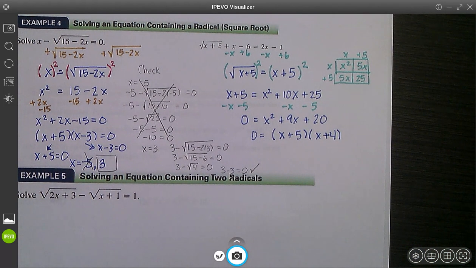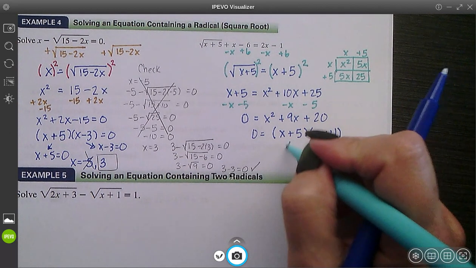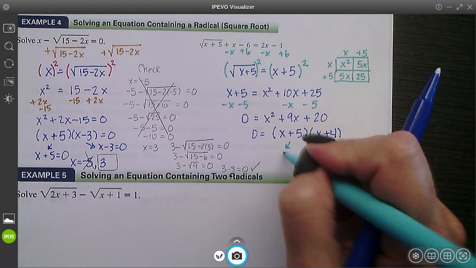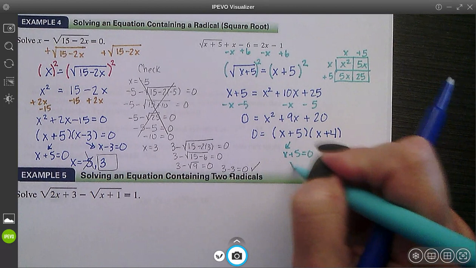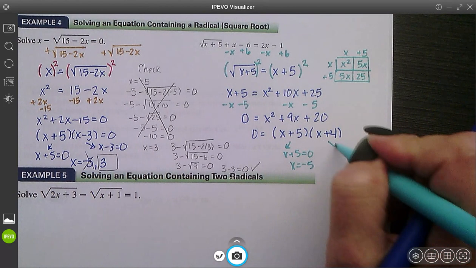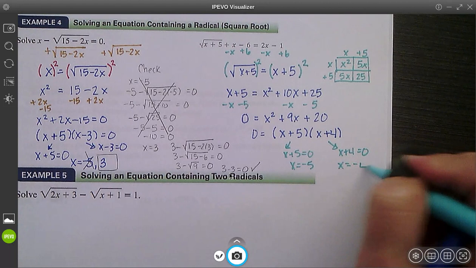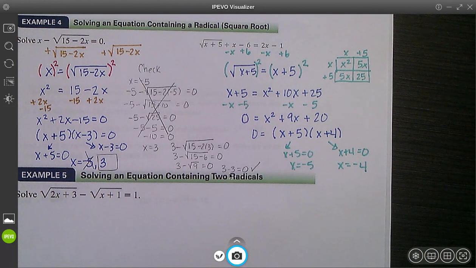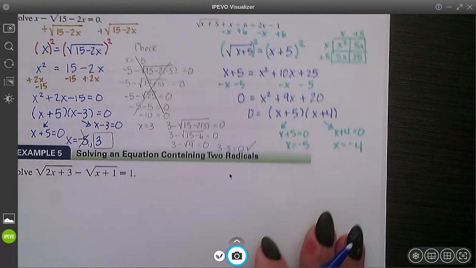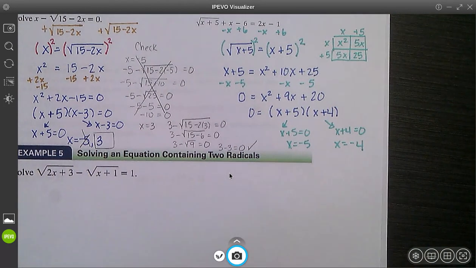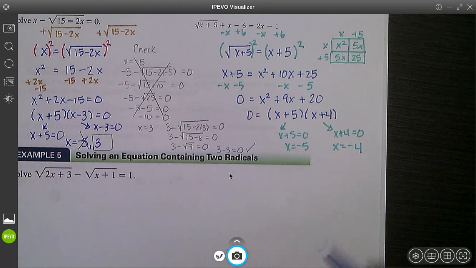And then I will set each of those equal to 0 to get my proposed solutions. x plus 5 equals 0 gives me x equals negative 5. x plus 4 equals 0 gives me x equals negative 4. And since I squared both sides, I do have to check those answers.